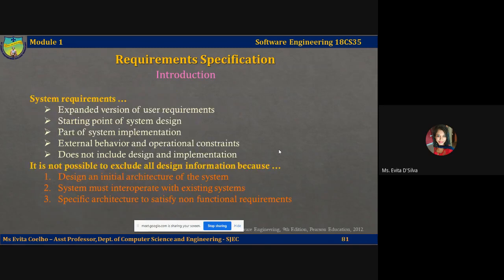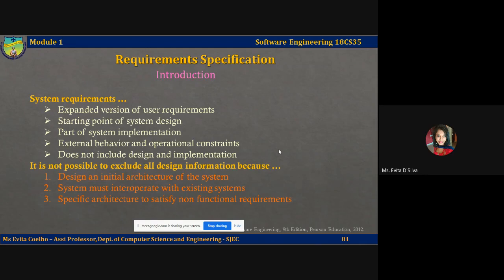Let's now talk about how to write system requirements. System requirements are nothing but an expanded version of the user requirements, and these are used by software engineers as the starting point for the system design. They add detail and explain how the user requirements should be provided by the system, or how the system implements the user requirements. They may be used as a part of the contract for the implementation of the system and should therefore be a complete and detailed specification of the entire system.